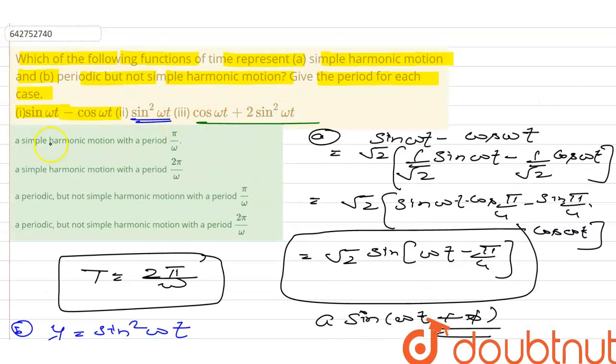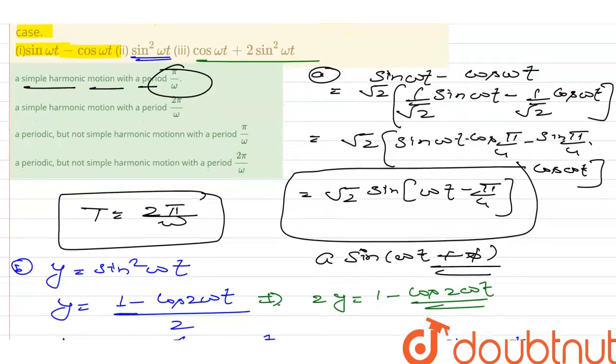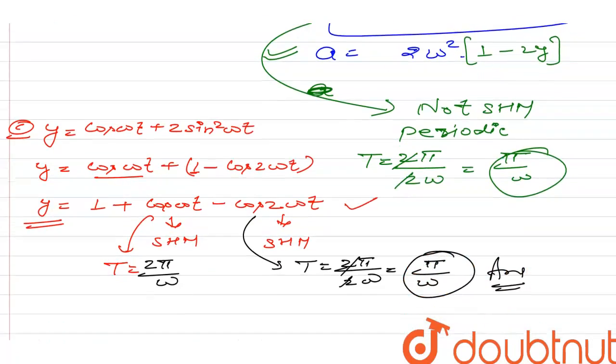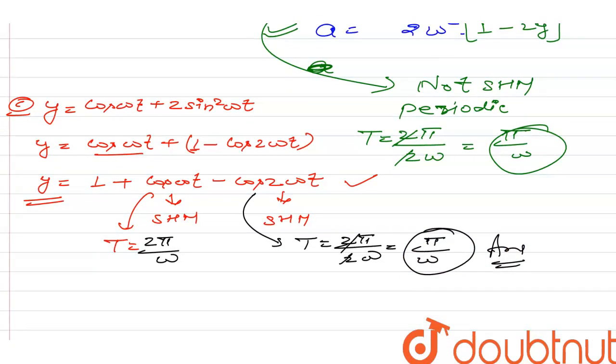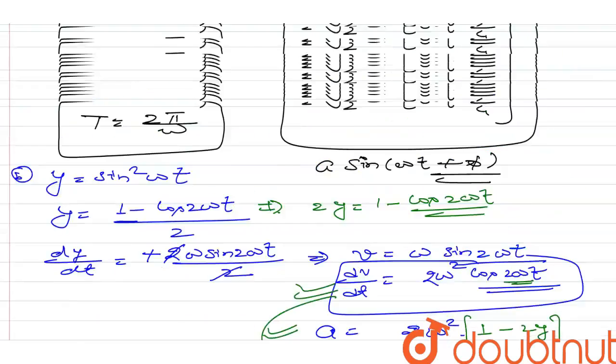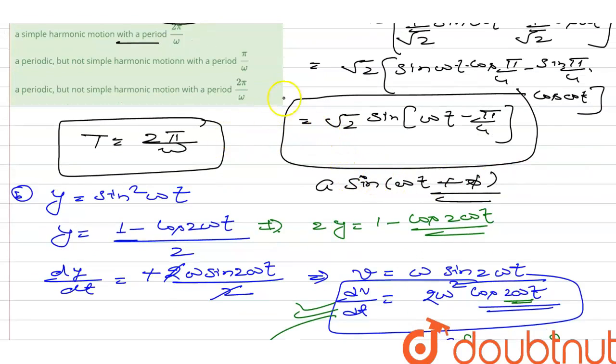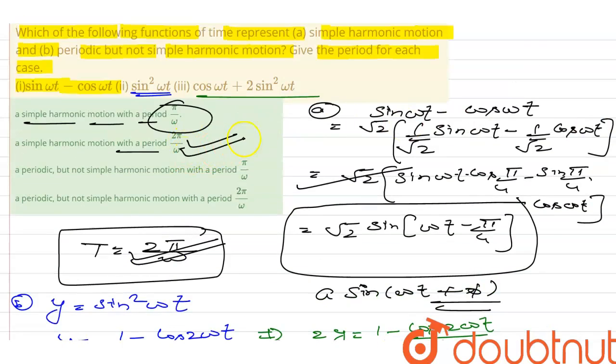Now if we talk about the options, the first is a simple harmonic motion with a period pi by omega. This option is not correct, because if the time period is pi by omega, it is not a simple harmonic motion. Now the second option, a simple harmonic motion with a period of 2 pi by omega, is absolutely correct. The first equation is a simple harmonic motion, and the time period is 2 pi by omega. So the second option is correct.